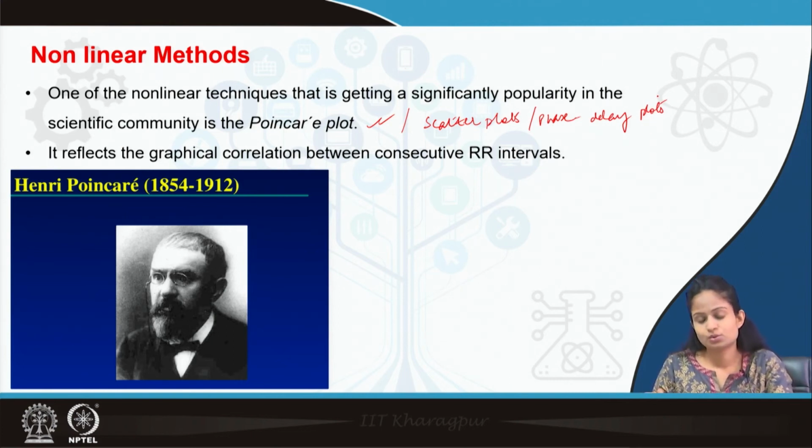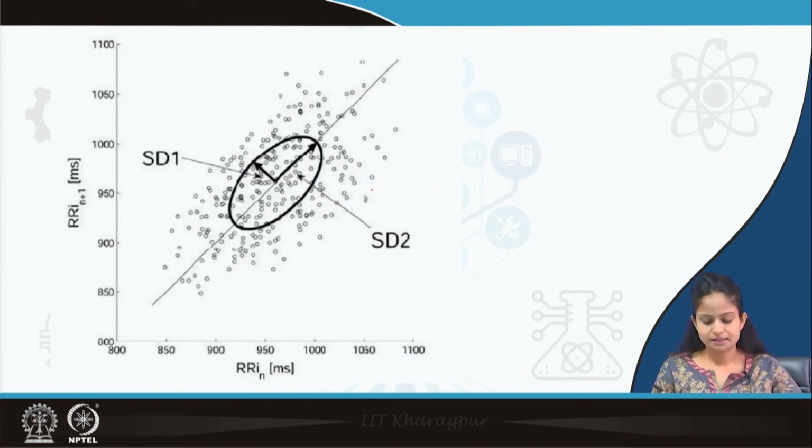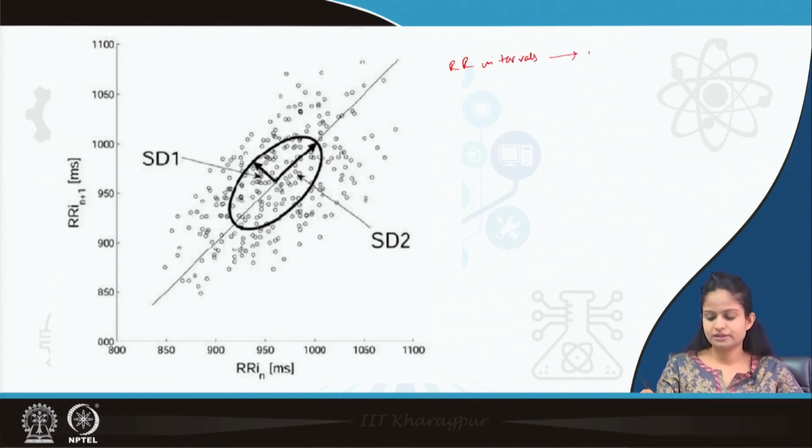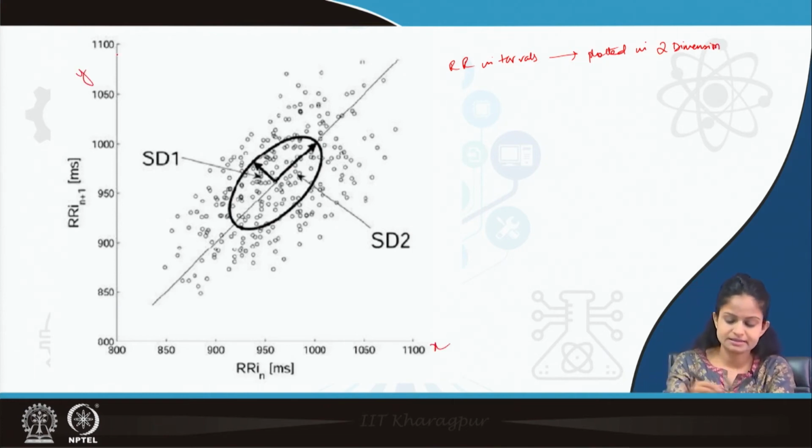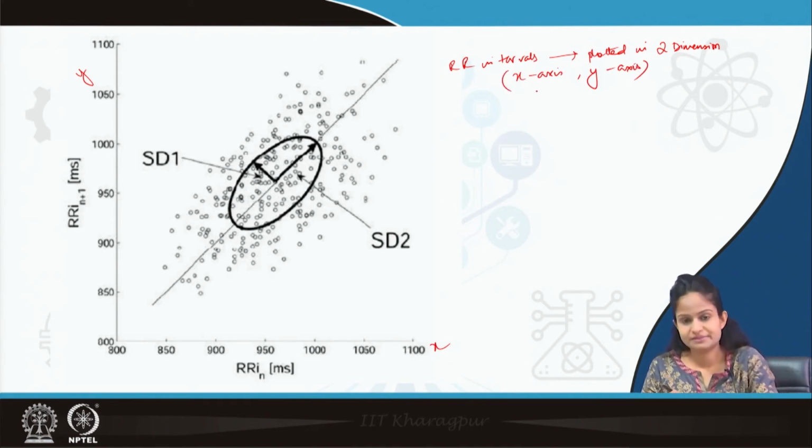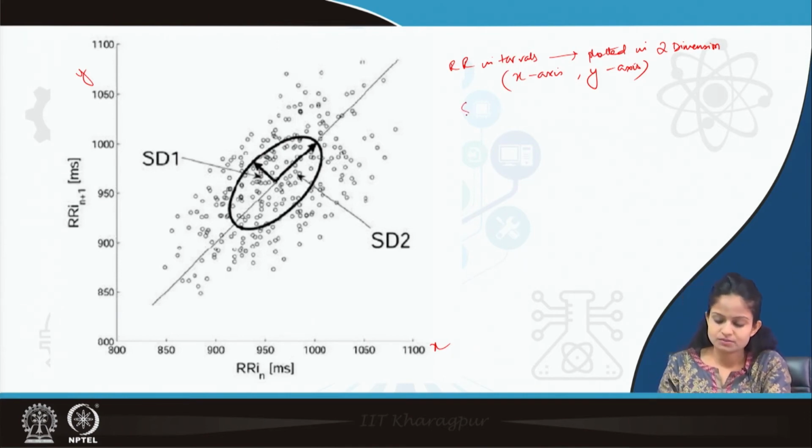Now, it reflects the graphical correlations between consecutive RR intervals. This naming is usually after Henri Poincare, the scientist who gave rise to these Poincare plots. Now, what actually are Poincare plots? All the RR intervals are usually plotted in 2 dimensions. So, we can see the 2 dimensions, one is the x axis and the other one is the y axis, and we have various descriptors for these dimensions. Generally SD1 is one descriptor and SD2 is the other descriptor.